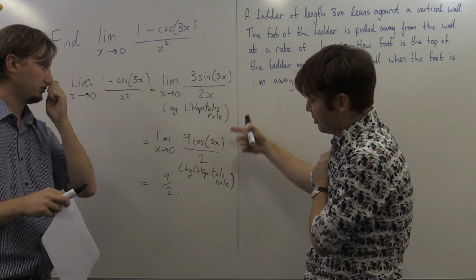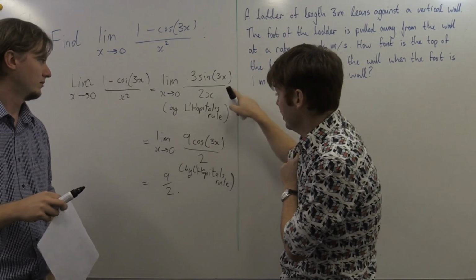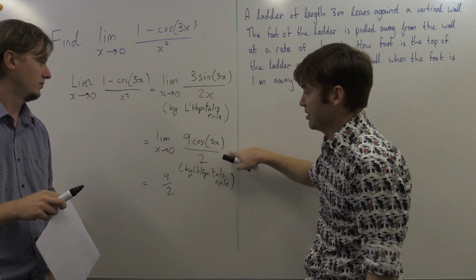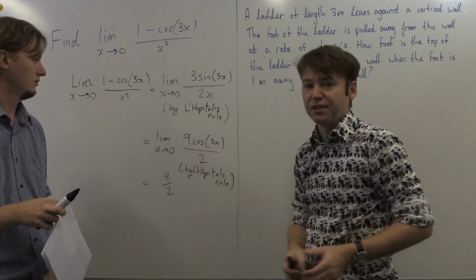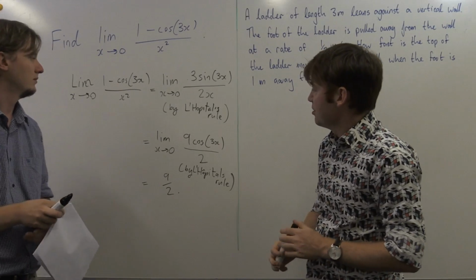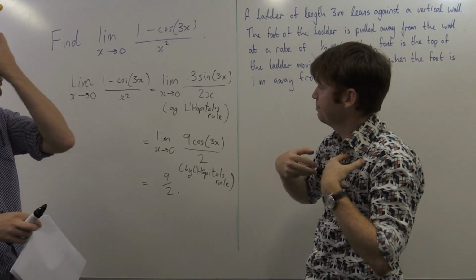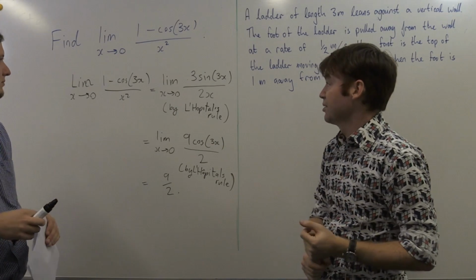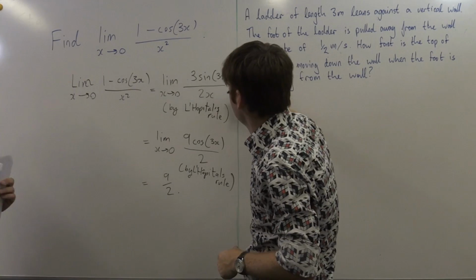We didn't know if this limit or this limit existed until we found that this one existed, and then L'Hopital's rule guarantees that all limits above it exist. I would have added something about being 0 over 0 or infinity over infinity, because you can only apply L'Hopital's rule in those cases. So something simple like a 0 over 0.